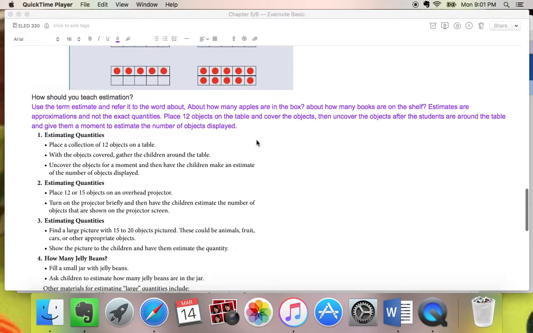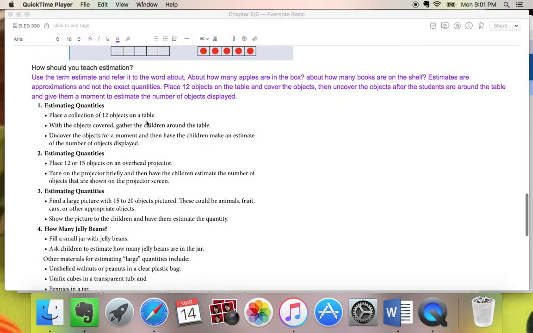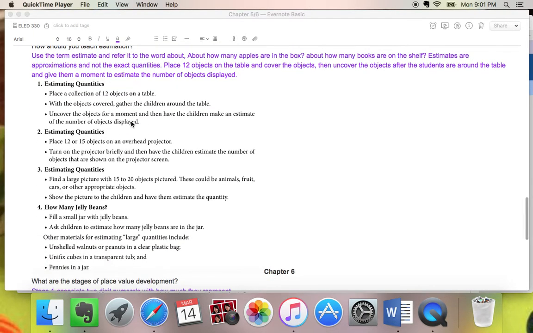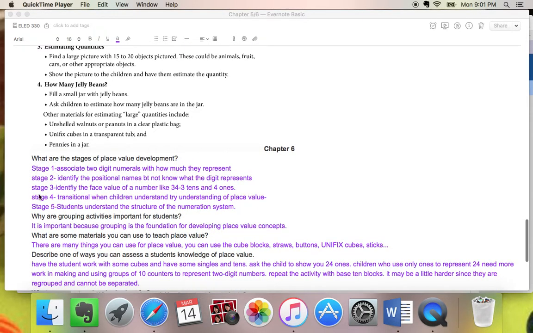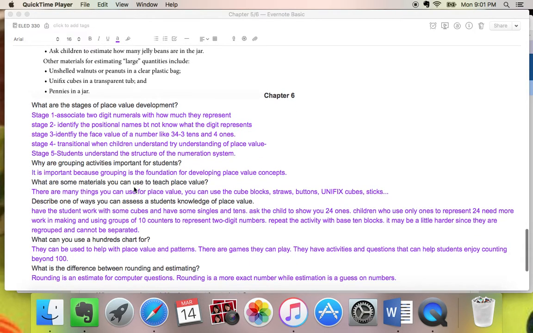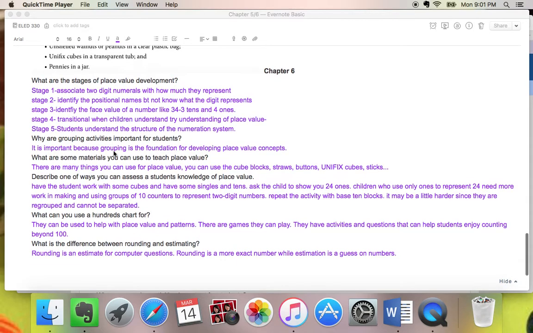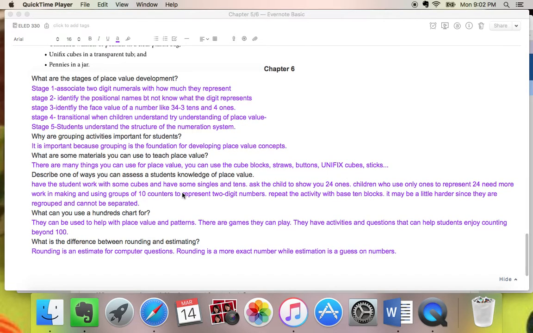With estimation, I really like this group right here, is just having the group. And then the place value is just the different stages. Group activities are really important for students. It helps them develop a place value concept. And then materials for place value are cubes, blocks, straws, sticks, anything that you can group into 10s, 20s, or 10s and 100s. We use it with the number of days.